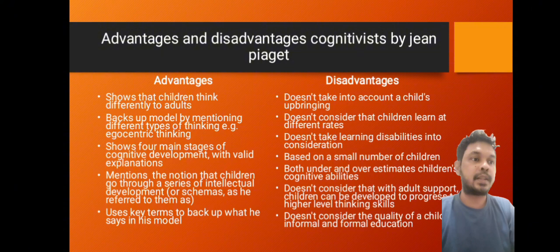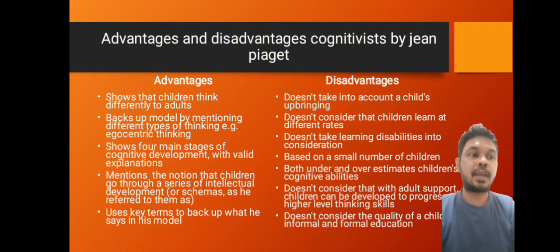And these are the disadvantages: it doesn't take into account a child's upbringing, doesn't consider that children learn at different rates, doesn't take learning disabilities into consideration, is based on a small number of children, and both under- and overestimates children's cognitive abilities. It doesn't consider that with adult support, children can progress to higher-level thinking skills, and doesn't consider the quality of a child's informal and formal education.